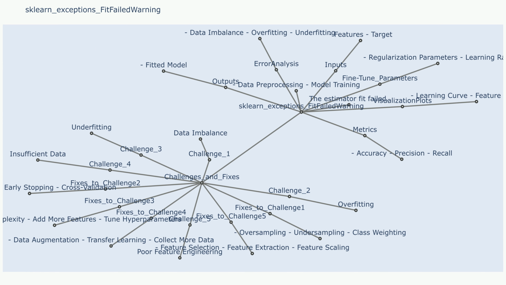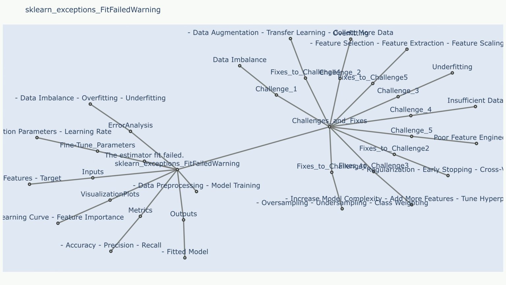Uncertainty methods. Confidence intervals: these provide a range of values within which the true prediction is likely to fall, considering the model's uncertainty. Bayesian methods: these approaches incorporate prior knowledge and uncertainty into the model's learning process, resulting in more robust predictions. Challenges and fixes.